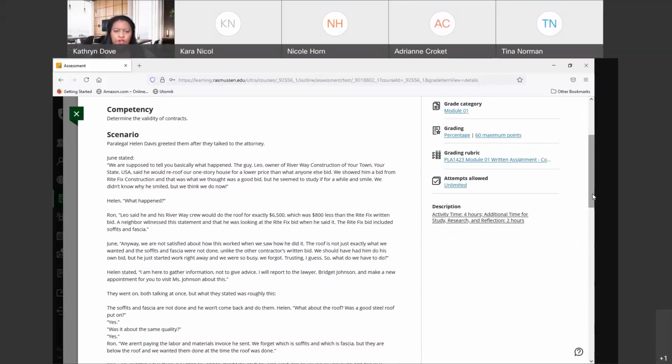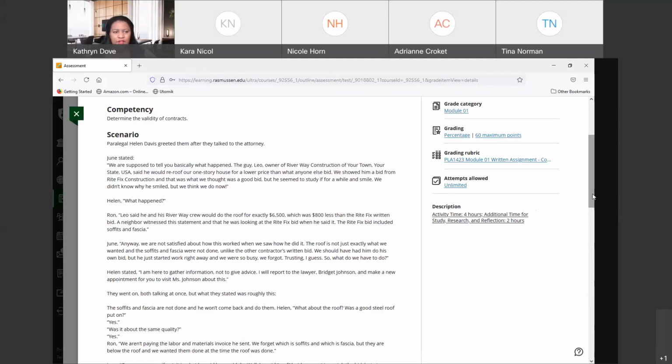Leo, the owner of Riverway Construction Company, said he would re-roof our one-story house for a lower price than anyone else. We showed him a bid from a competitor that we thought was a good bid, but when he studied it for a while, he smiled. We didn't know why he smiled, but we think we do now. So Leo, the contractor, saw another bid and he thought that was funny. So the paralegal says, well, what happened?